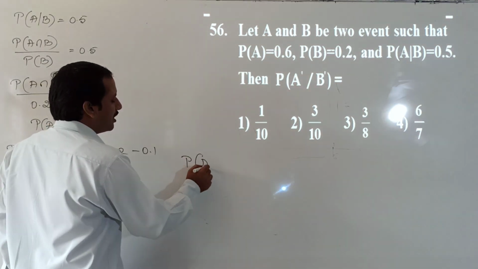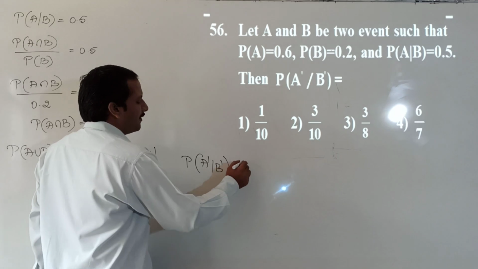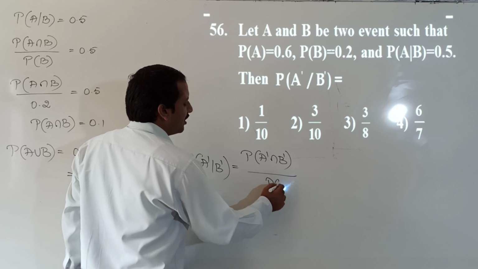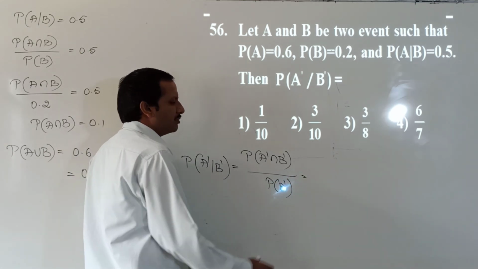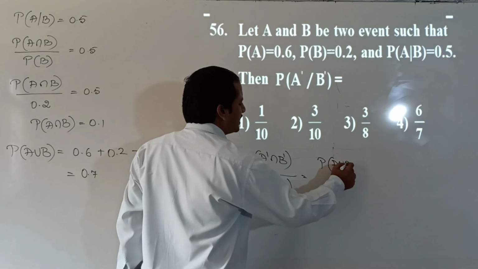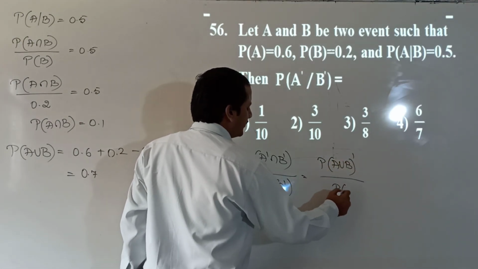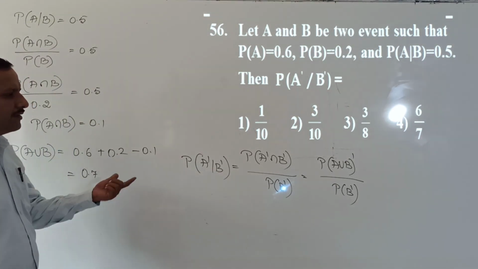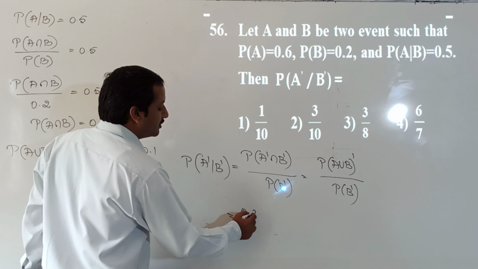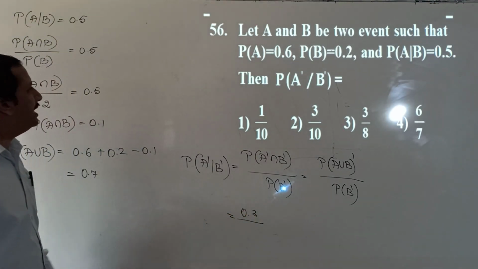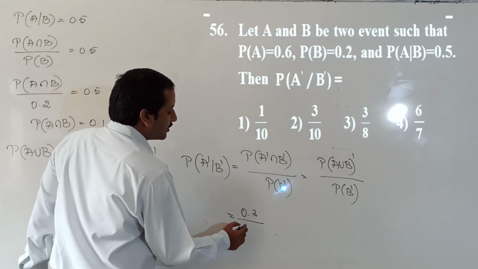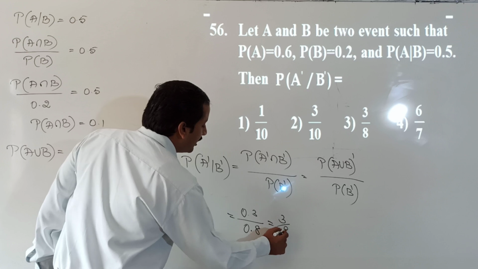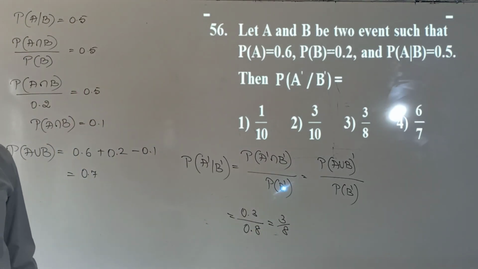What do we need? We want P of A dash given B dash. That's equal to P of A dash intersection B dash divided by P of B dash. A dash intersection B dash can be written as A union B whole dash, divided by P of B dash. P of A union B is equal to 0.7. Therefore, P of A union B whole dash is equal to 0.3, divided by P of B dash. P of B is 0.2, therefore P of B dash is 0.8. Hence, the answer is 3 by 8.